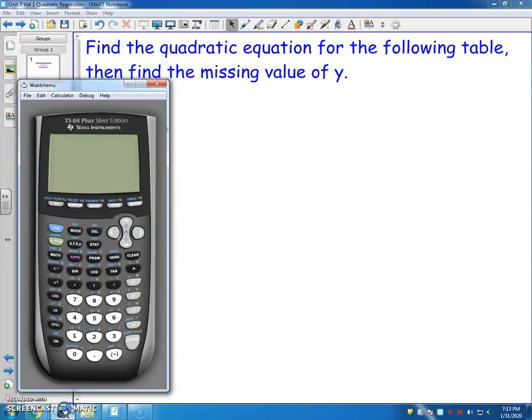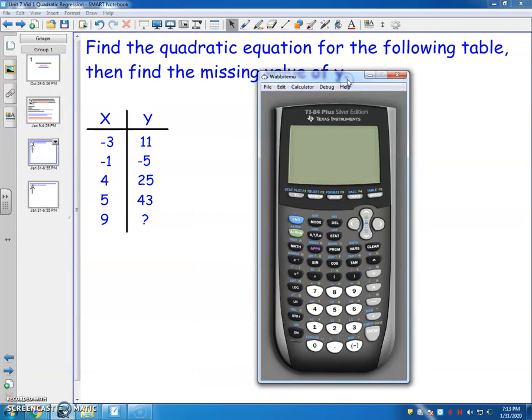I'm going to go to my calculator. Turn it on, I press stat, enter, just edit. Make sure you use L1, L2 for x and y. So I'm typing -3 for x, -1 for x, +4 for x, 5 for x. I'm going to skip that 9. Then do 11, -5, 25, 43. Then we'll go back to stat, right to calculate, and I'm going to go down to 4 and 5, or press 5. Quad regression, and all the way down.